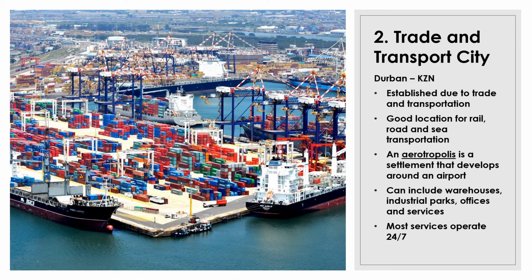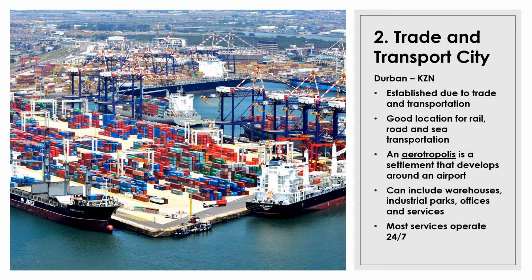The second example is a trade and transport city, and we're going to be looking at Durban in KwaZulu-Natal as an example. Trade and transport cities are those that spring up around places where trade and transport originally happened. Now we know that Durban is a natural port, a natural harbor, and there are lots of natural resources in KwaZulu-Natal, so a harbor makes sense to extract these and put them onto ships and transport them all over the world, or also to bring in and import things. They arrive at the harbor and we can then transport them into South Africa.